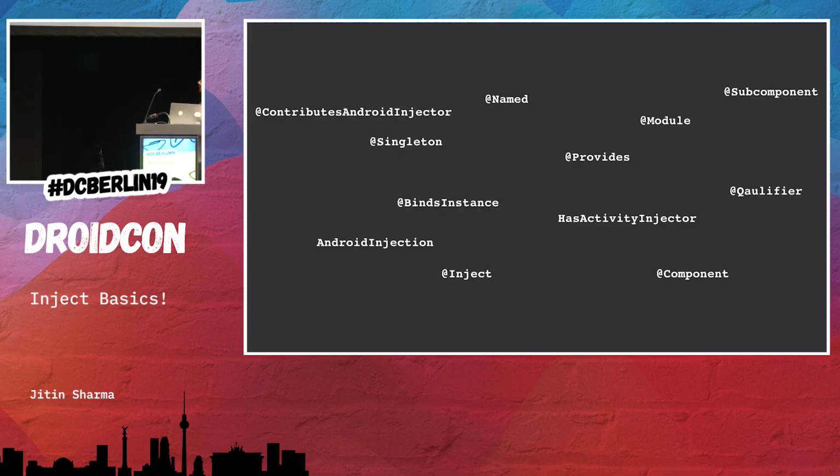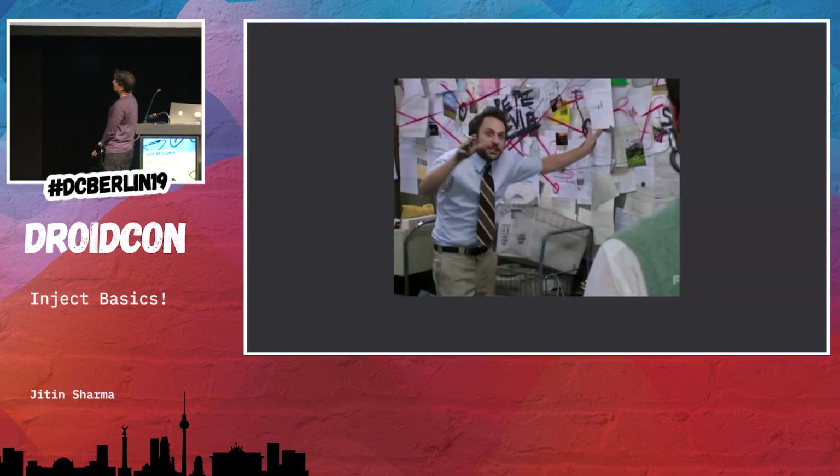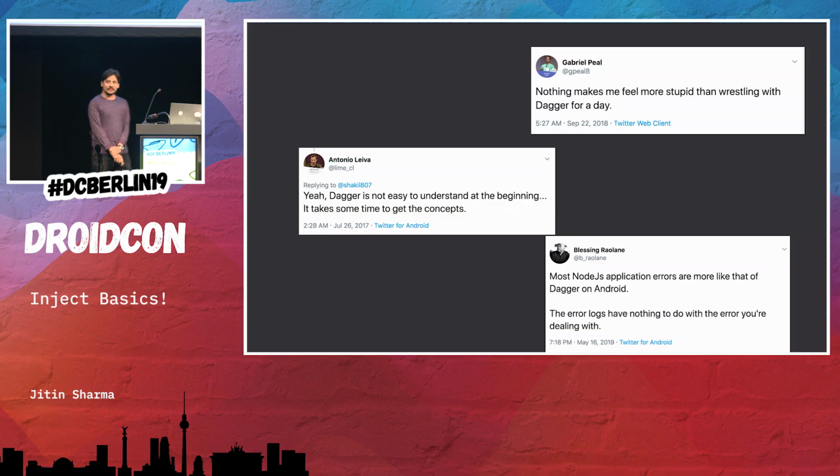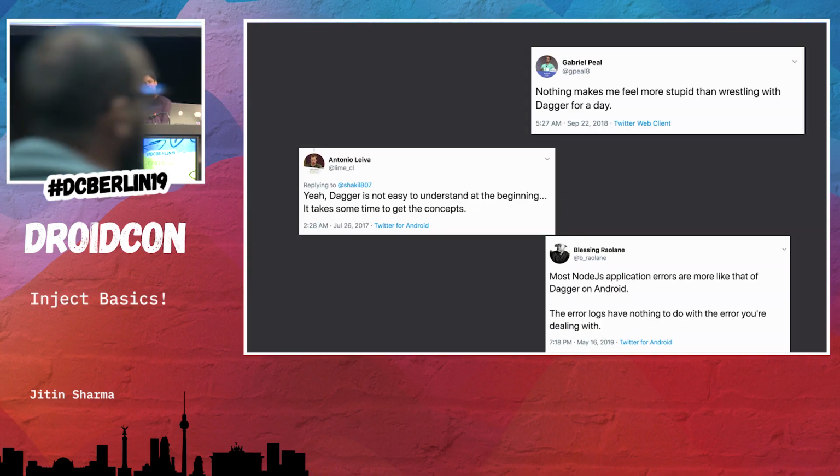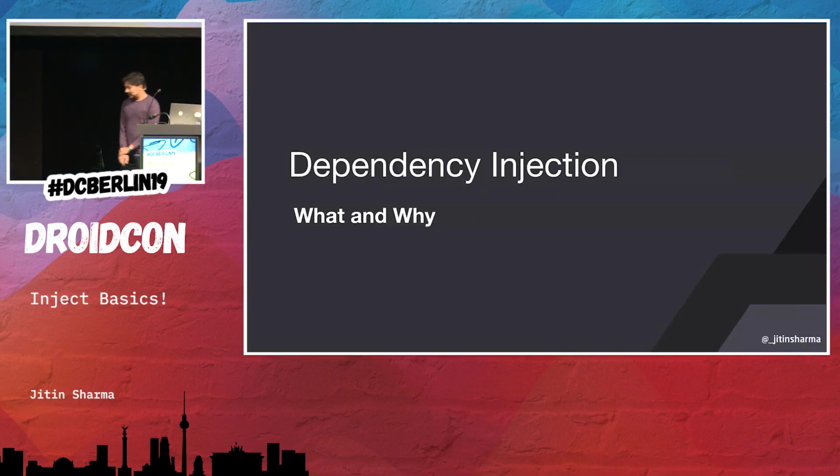And Dagger is weird, and Dagger has a lot of stuff going around, a lot of annotations, a lot of interfaces. And this was me initially with Dagger: what's happening, what is this component, what is this module. And even Twitter agrees with me, so this is a legit news source for me when it comes to development news. Sorry. So let's come back to the base concept, dependency injection.